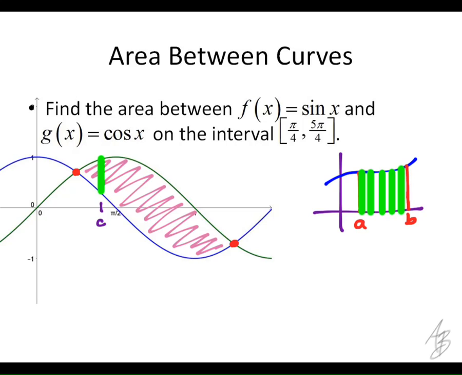So if I wanted to find the height of that, Alex said we should plug it into sine and cosine and then do what with it? Subtract. So which one would go on top? Sine. Yeah, so we would take the sine of C minus the cosine of C, and that would give us the height of the rectangle.